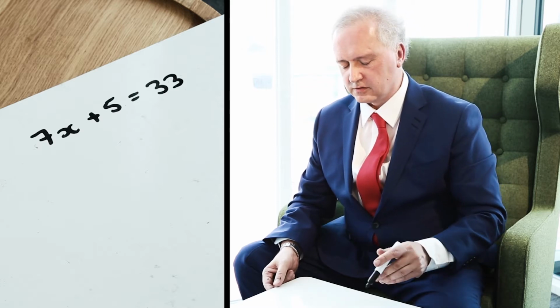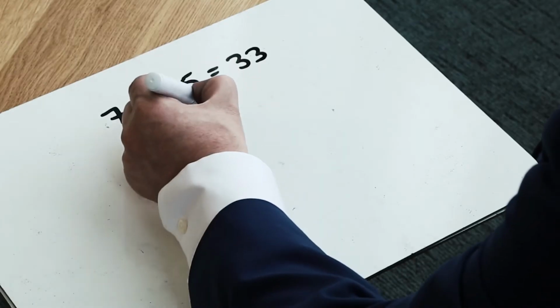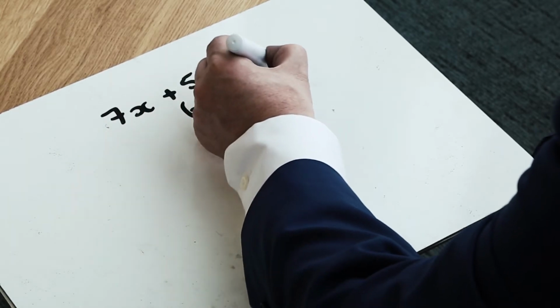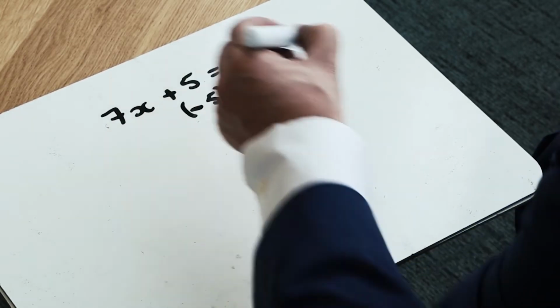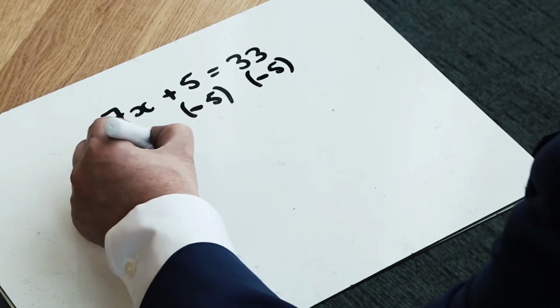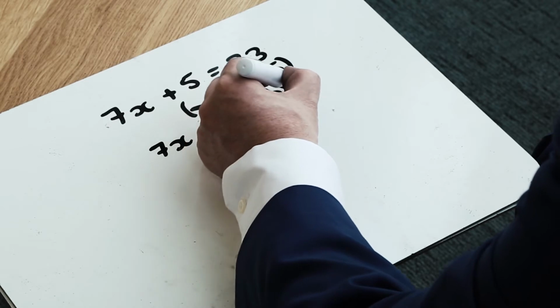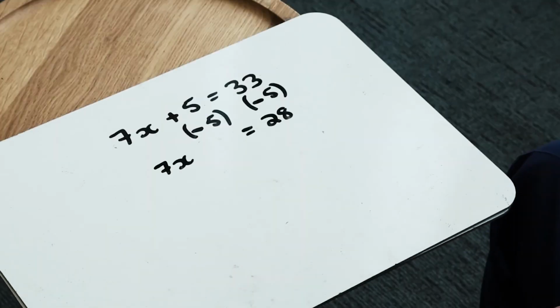So looking at this equation, I'm going to actually subtract 5 from each side of the equation, just like this. So I take 5 away from the left hand side and I take 5 away from the right hand side. This gives me 7x is equal to, now 33 take away 5 is 28. Already I picked up a nice clear method mark by getting the 5 eliminated.